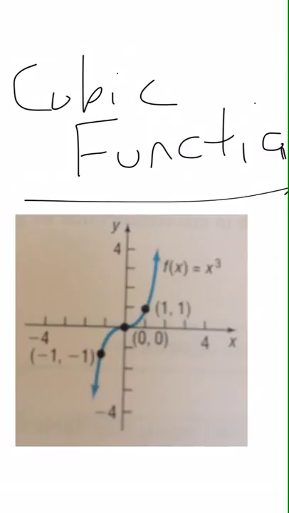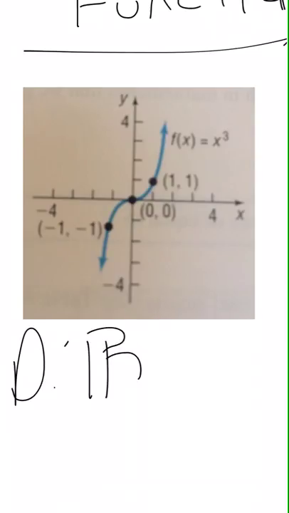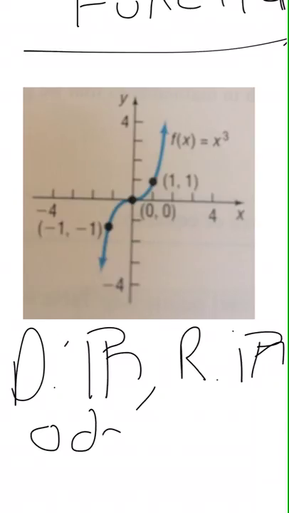Next function we'll go over is what we call the cubic function. Alright, this is what the graph looks like. If you notice, both the domain and the range would be all real numbers because the x's keep going on and on forever, and so do the y's. And since it's symmetric about the origin, it would be odd. It's constantly increasing from negative infinity to positive infinity.